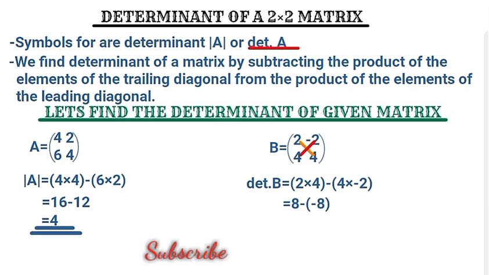As we do in an algebraic expression, where there is a negative, it's more or less like there is a 1. So I'm going to multiply negative 1 by negative 8, which will give us positive 8, which we are now going to add. 8 plus 8 will give us 16. So 16 is the determinant of this second matrix. Basically, this is how you find the determinant of a given matrix.